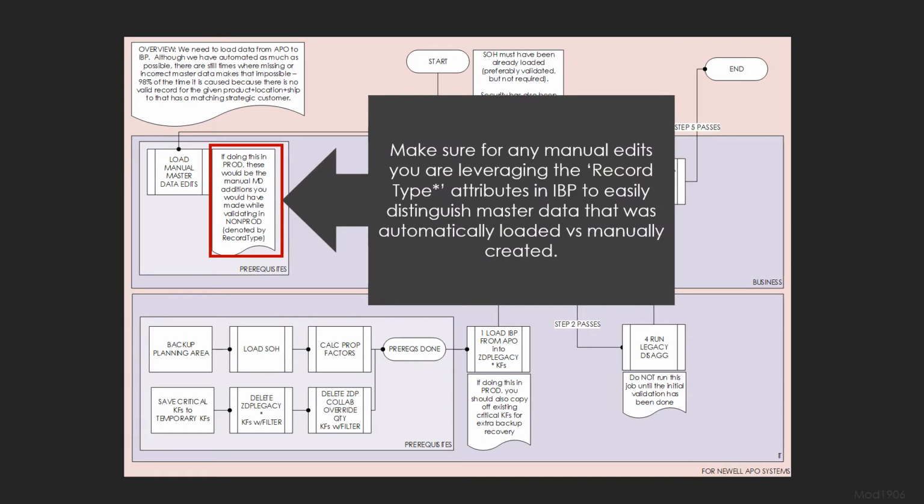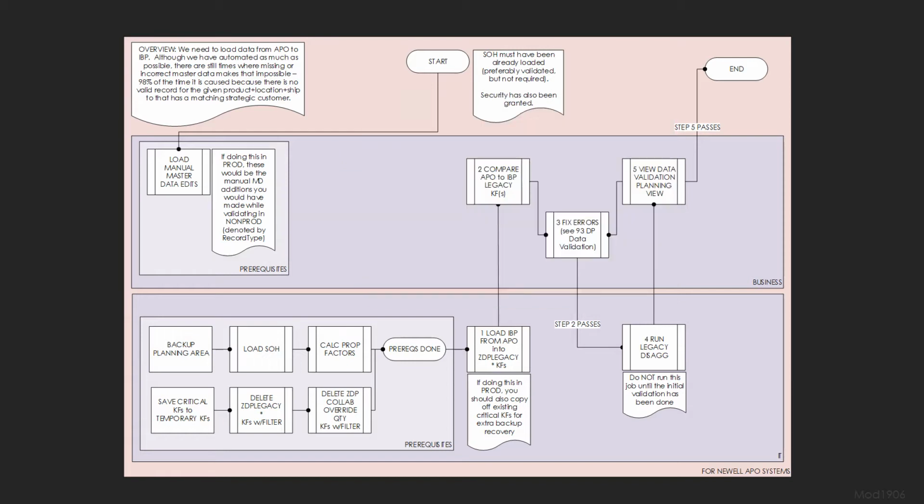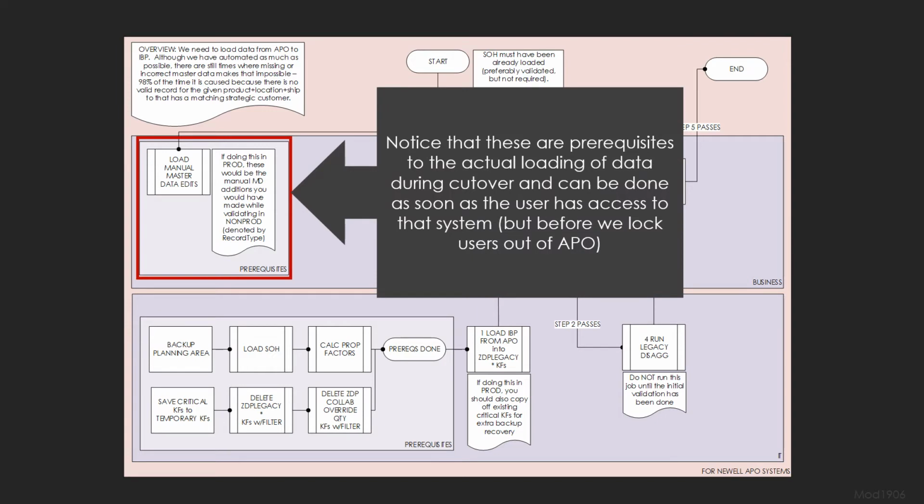Make sure for any manual edits you are leveraging the record type attributes in IBP to easily distinguish master data that was automatically loaded versus manually created. Notice that these are also prerequisites to the actual loading of data during cutover and can be done as soon as the user has access to that system, but before we lock out users of APO.